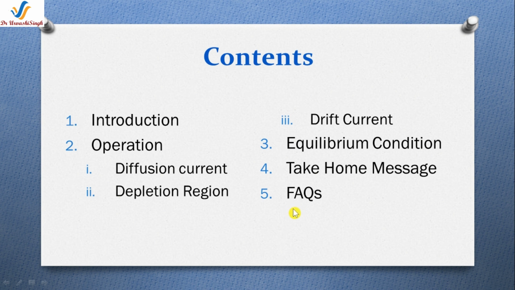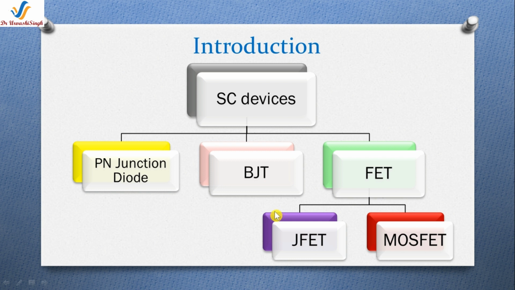So let's start with the topic. Students, in the series of analog electronic circuit, till now you have studied about semiconductors. Now you will see how semiconductors are used in electronics. Semiconductor devices that you will study in this series are PN junction diode, bipolar junction transistor, field effect transistor, and in FET there are two topics, junction FET and metal oxide semiconductor FET.